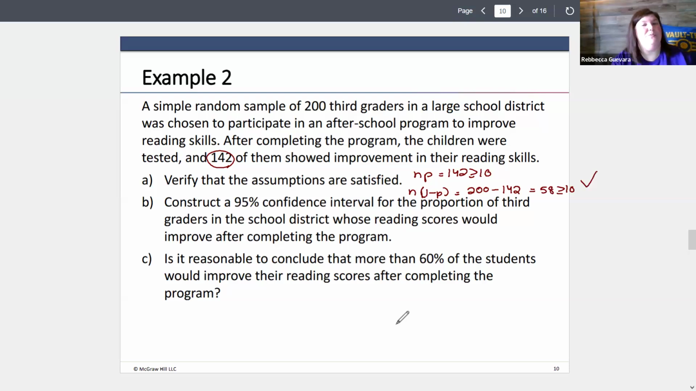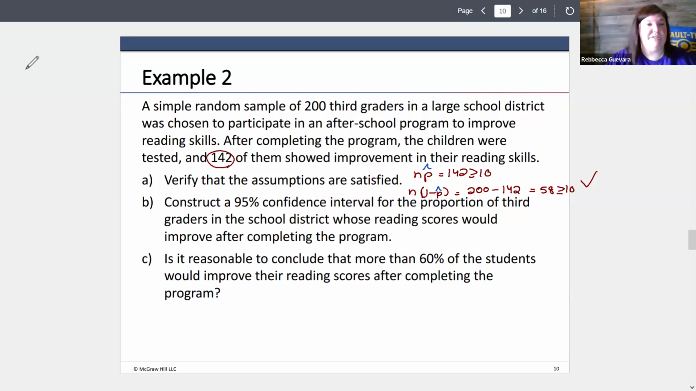You can go find your proportions, but that's what we're looking for. So n times the proportion should give me the 142, and that's p hat. And then the other part of it is just what's left over. Because like I said, n times p and n times 1 minus p, they're complements. So one is the event happens, the other is the event doesn't happen.